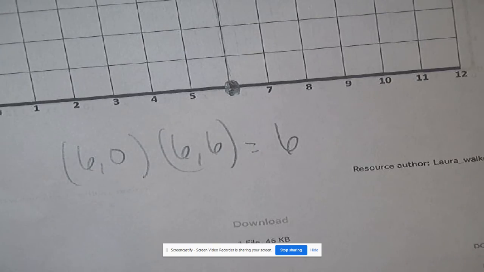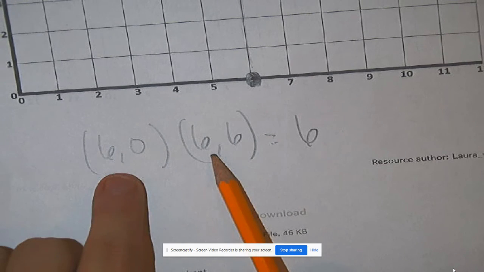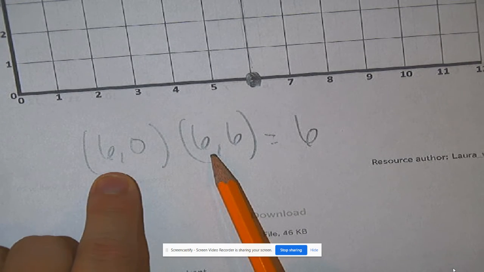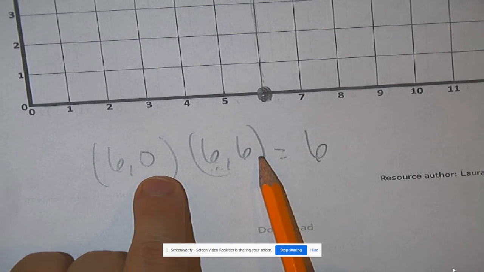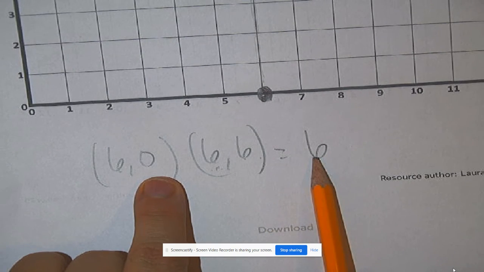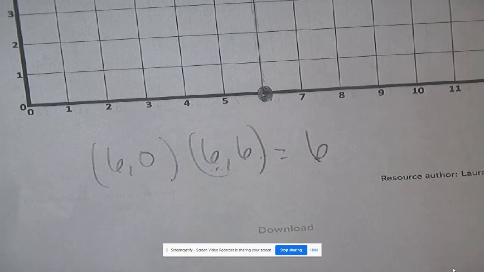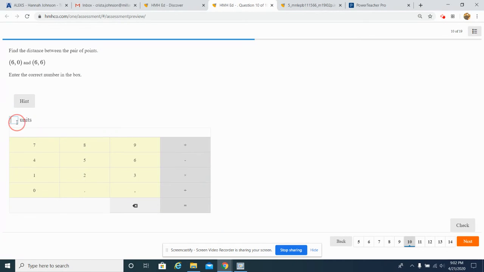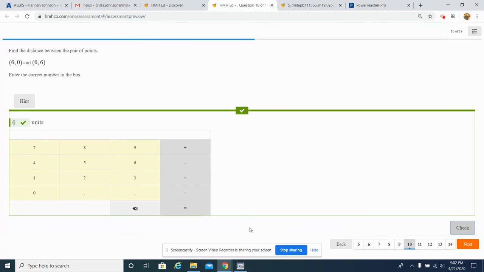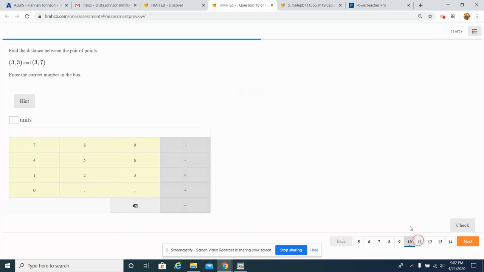Okay, do you see the pattern anywhere in there? Okay, 6 minus 6 is 0. So we're not doing any distance. We're not moving at all. 6 minus 0 equals 6. So we know the distance is 6. Okay, do you see that pattern? So I can even show you the distance is 6 units. We check it. Voila. Hooray.